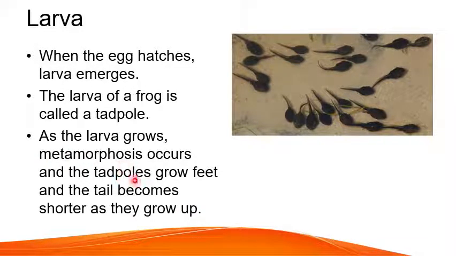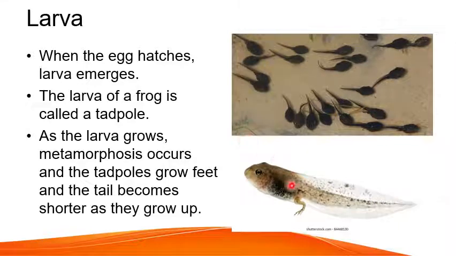As the tadpole gets bigger, it will grow legs, and then the tail will become shorter. In this one we don't see the tail becoming shorter yet, but we can see it's already starting to grow legs. You can also see the backbone over here. Remember, amphibians are animals with backbones, so you can actually see the backbone of a tadpole when it's younger.